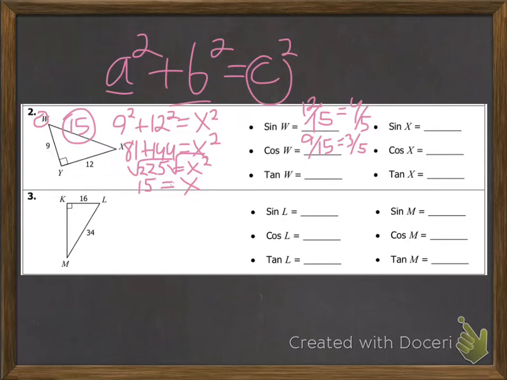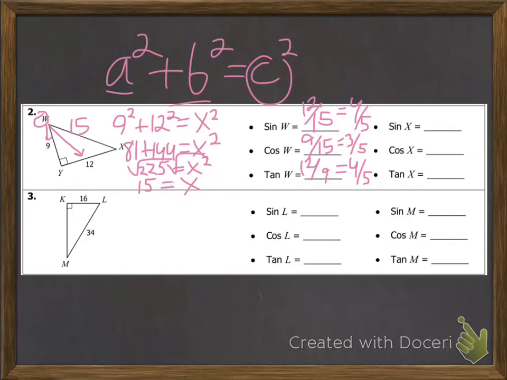And now we have the tangent. Tangent, remember, is opposite over adjacent. So with W, the opposite is 12, and the adjacent is 9. So we're going to have 12 over 9. And 3 goes into both of those numbers yet again. So then this is going to simplify down to 4 over 3.